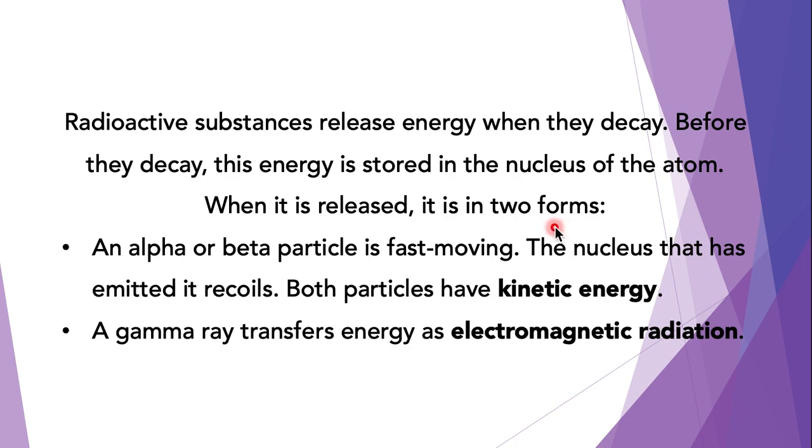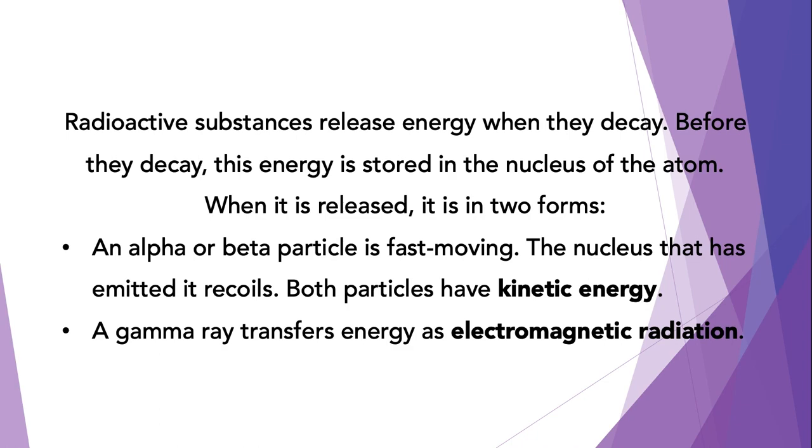The second form of energy released is electromagnetic radiation. This is emitted by the gamma rays. Like in the equation, we saw that whenever an alpha or beta particle is emitted, a gamma ray also gets emitted. And these transfer energy as electromagnetic radiation. So a gamma ray transfers energy as electromagnetic radiation. So these were the two forms in which energy is released when radioactive substances decay: kinetic energy and electromagnetic radiation.